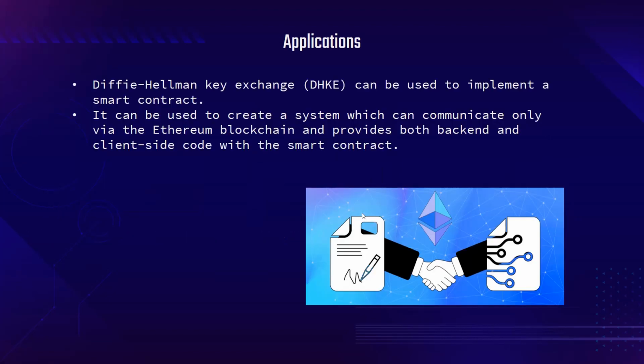Another application is to implement a smart contract. DHKE, that is the Diffie-Hellman key exchange algorithm, can be used to implement a smart contract, and it can be used to create a system which can communicate only via the Ethereum blockchain and provides both backend and client side code with the smart contract. So it can also be used in blockchain. DHKE is really important for transferring the secret key between the users.